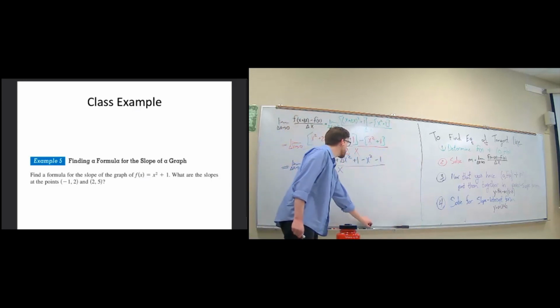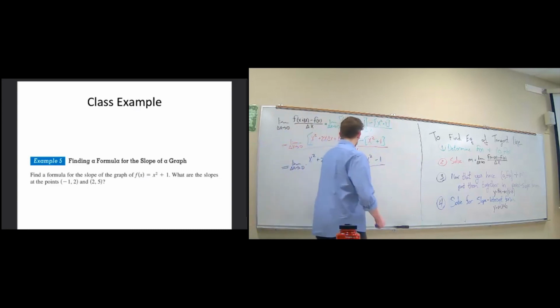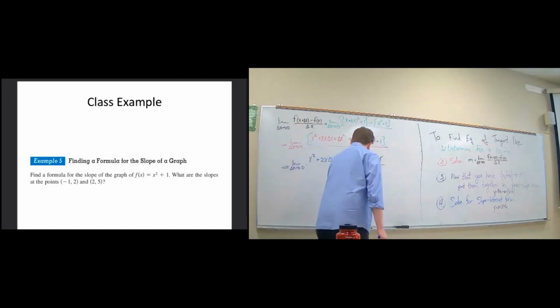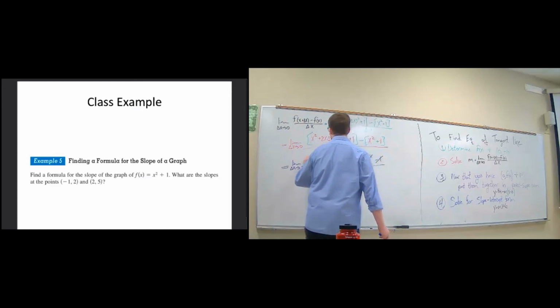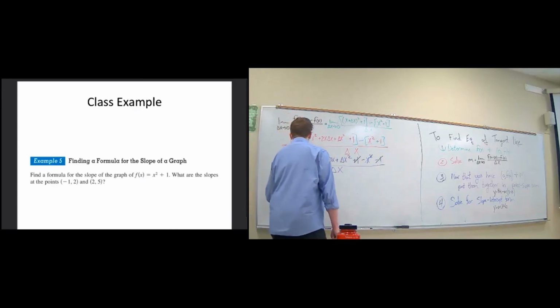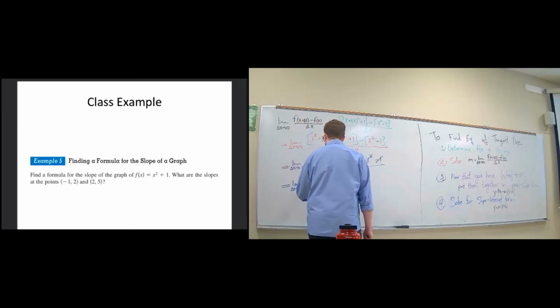Well, hey, we've got a bunch of cancellations now. The 1's cancel, and the x squares cancel. So I guess I shouldn't say a bunch, but we've got some cancellations. So what this means then is this is going to be the limit as delta x goes to 0 of 2x delta x plus delta x, that quantity squared, divided by delta x.